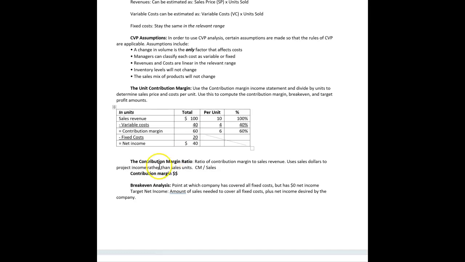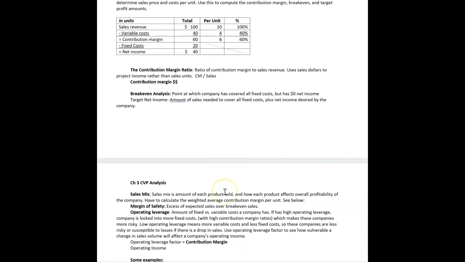So the contribution margin ratio, CM ratio, is the ratio of contribution margin to sales revenue. This is the CM ratio right here. So 60% of sales is your contribution margin. And then break-even analysis says, at what point have we covered all of our fixed costs? How many little contribution margins does it take to cover those fixed costs, and maybe earn some income that the company is looking for? That's how to think about that.